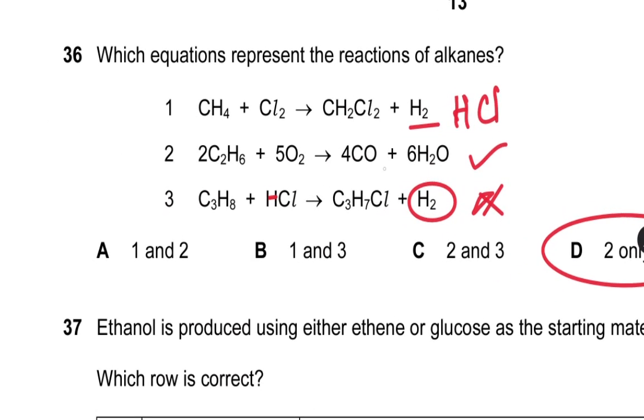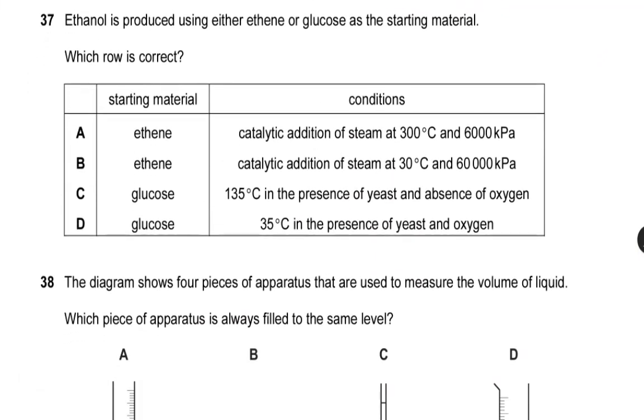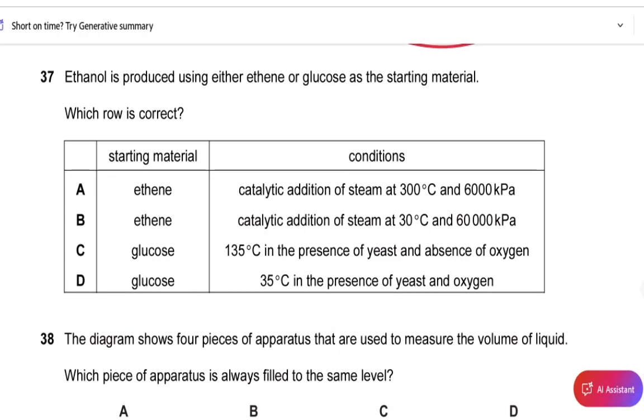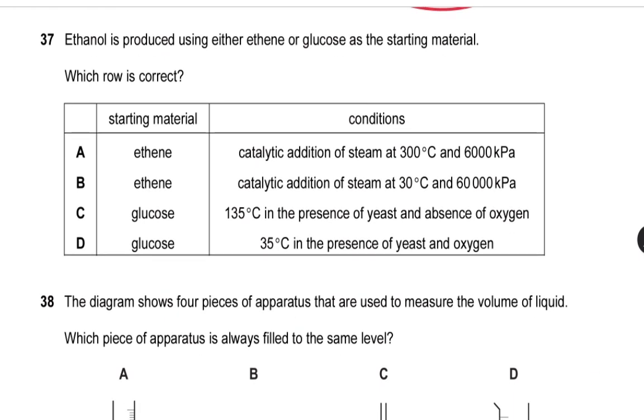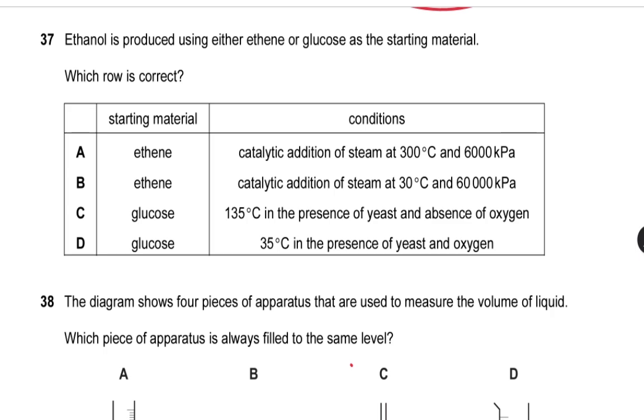Incomplete combustion is there basically in this reaction. Ethanol is produced using either ethene or glucose as the starting material. Which row is correct? We will do the question. Ethene, the starting material is ethene. Okay, correct. Catalytic addition of steam. Yes, conditions are correct. 300 degrees centigrade, 60 atmospheric pressure or 6000 kilopascal.